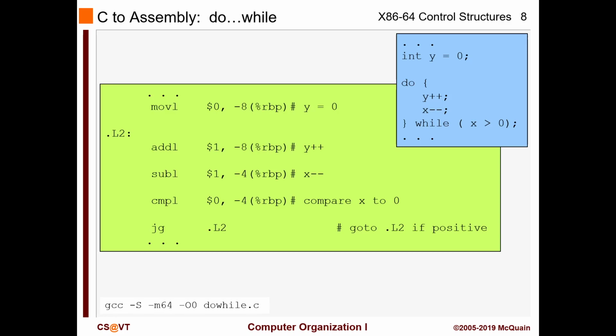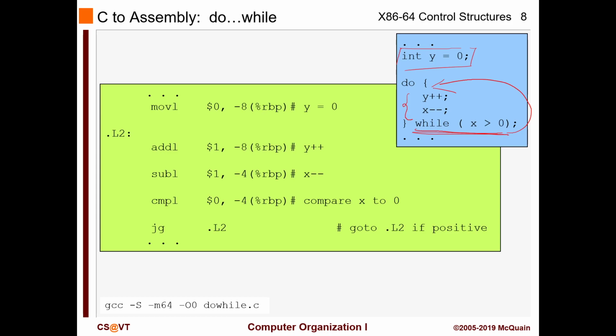Now let's take a look at a do-while statement. If you recall from your Java course, in this part we are just doing y equal to 0. What happens in do-while is it first executes the body, then it checks the condition. If the condition is true, it goes back. Otherwise, it breaks the loop. Basically, the opposite of a while loop, right? The condition is checked at the end instead of at the beginning.